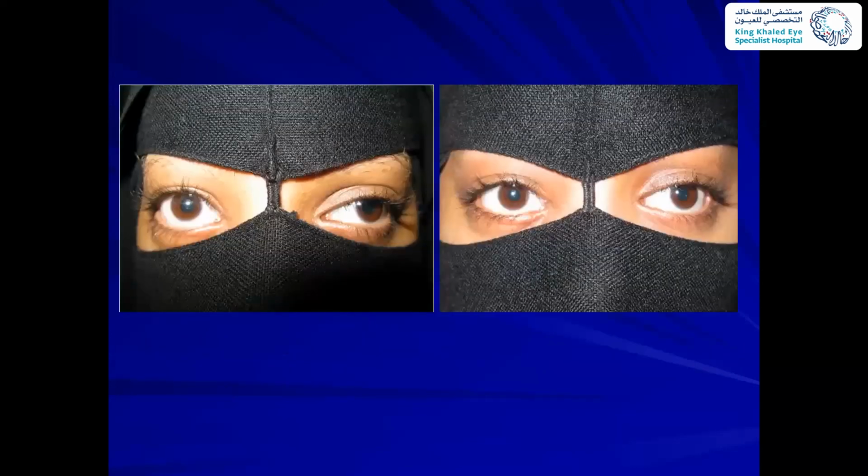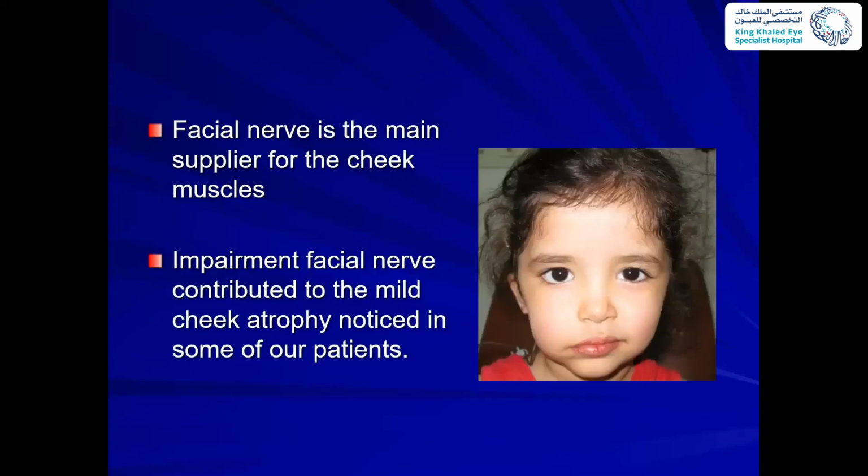This is another patient showing the lower eyelid retraction. Along with the facial palsy, the patient will also have involvement of other muscles in the face, and this patient may develop wasting or atrophy of these muscles in the cheek and also in the brow, and that needs to be addressed and explained to the patient.